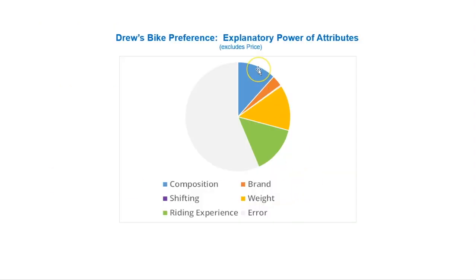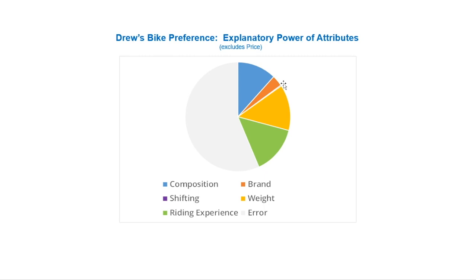So I'm excluding price from this pie graph for a reason which I'll explain later. But it appears that even those 5 attributes explained almost about half of what went into your choice. The 3 big ones are in fact composition, weight, and riding experience. Brand contributed somewhat to choice, and there's a very, very small sliver here, which was the shifting, that contributed a very minuscule amount of explanation to the variance of your preferences.